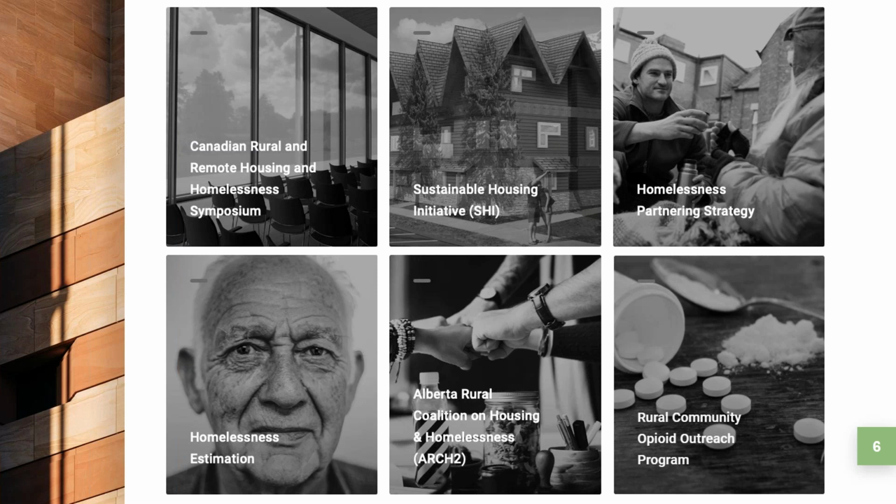Then, as we are here for the homeless estimation, that has now become an initiative for us. Alberta Rural Coalition on Housing and Homelessness, we call this Arch Squared. This was developed to basically bring all the different organizations and communities together on one platform to address issues or concerns they're having and provide solutions to actually address those concerns.